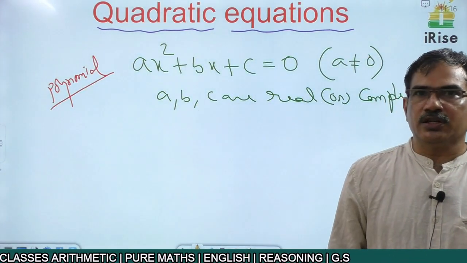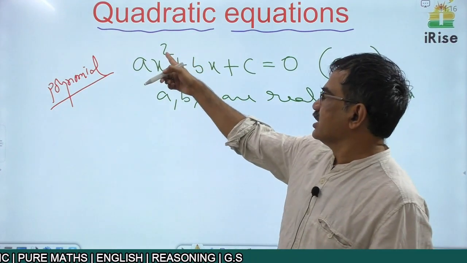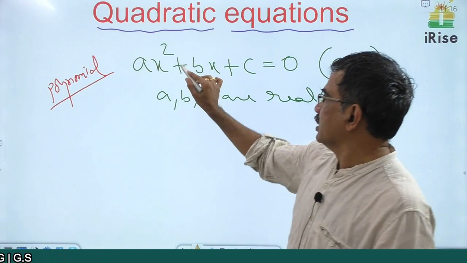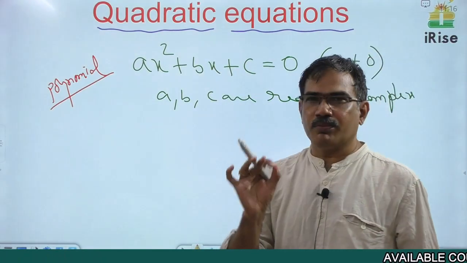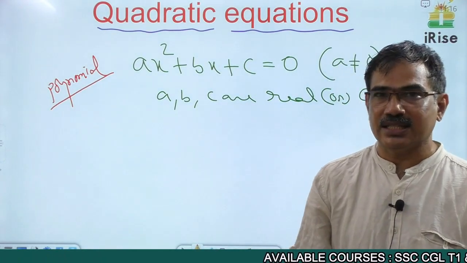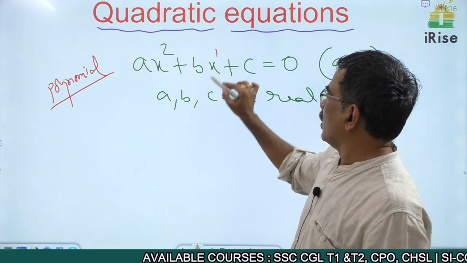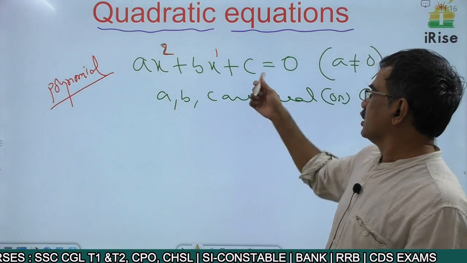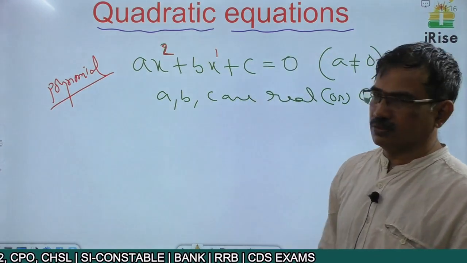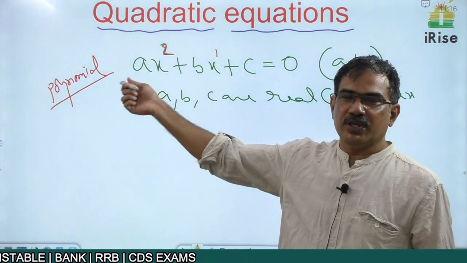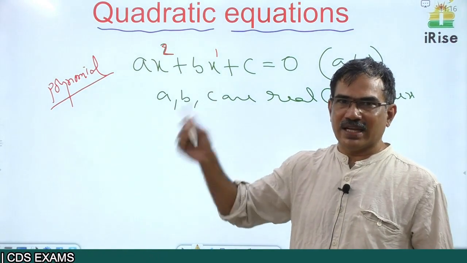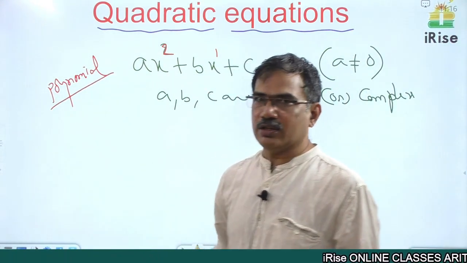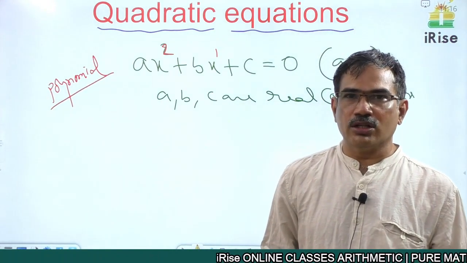In polynomial equations, the highest power is called the degree. It is always an integer. Not only this, the powers of variables must be integers. Here the power is 1. Here the power is 2. Here the coefficient of x power is 0. If the power of x is always an integer, then only we say that it is a polynomial equation. Otherwise it is called an algebraic equation.